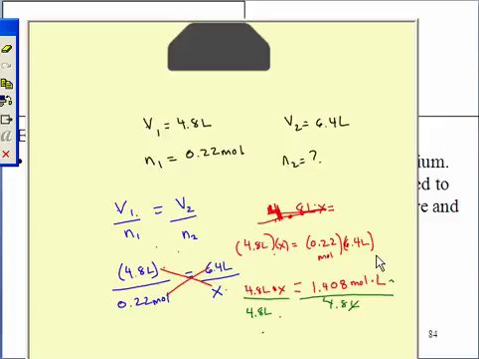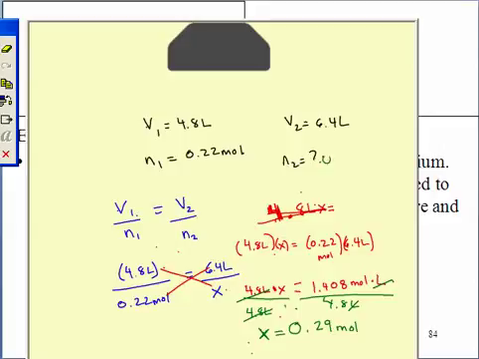Okay, so my liters cancel out, and my number and my liters cancel out, because anything divided by itself is 1. So what I end up with is X all by itself, and that's going to be equal to 1.408 divided by 4.8. And I get 0.29 moles. My unit is moles. My moles did not cancel out.